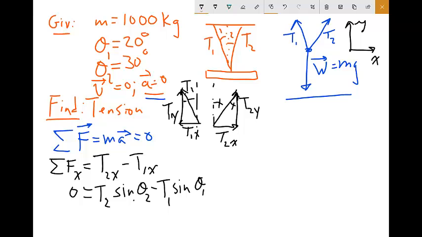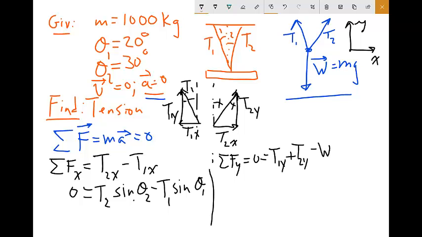This means that I can solve one of these and maybe use it in another equation. I'll wait for that. Okay, let's look at the y components. I'll just make a little separation here. So net F y is also going to be equal to 0 eventually. That is going to be equal to T1y plus T2y minus the magnitude of the weight.